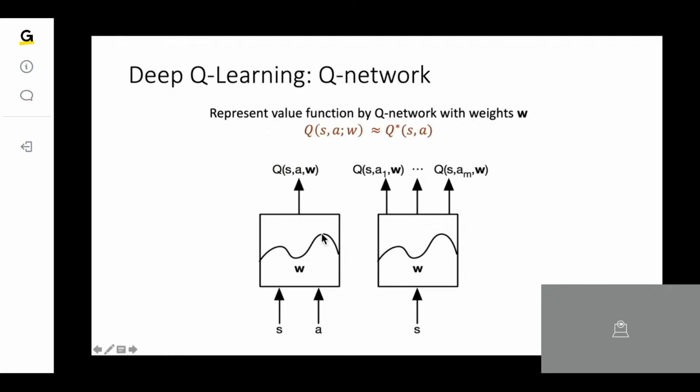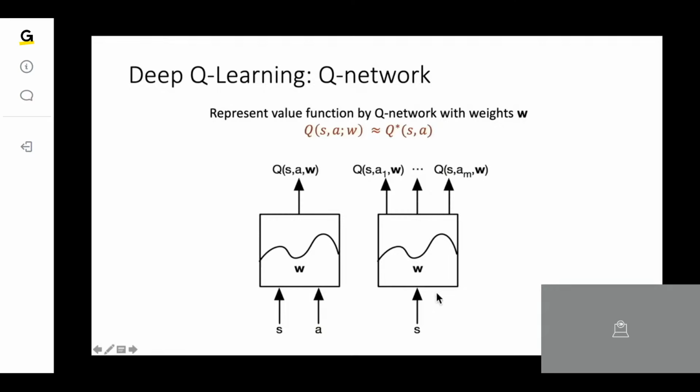So there are two ways in which you can design the network, right? One is, as you just said, that the input to the deep neural network is the state and the action, and the output is the Q value for that state-action pair parameterized by W, which means that if there are a large number of actions, we will have to do multiple forward passes, one with each action, in order to obtain the Q value and then take the action that gives the maximum Q value.